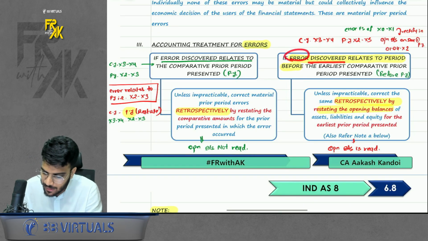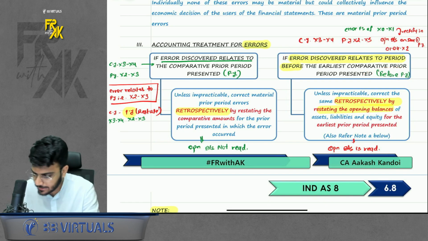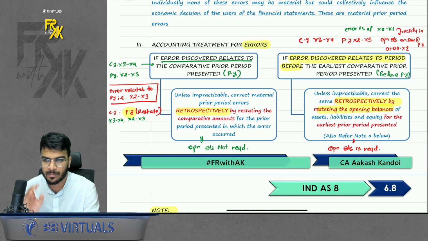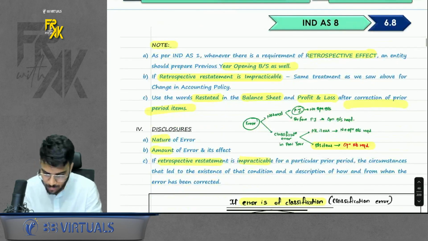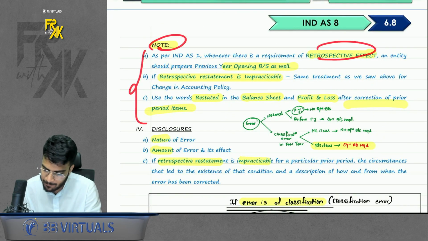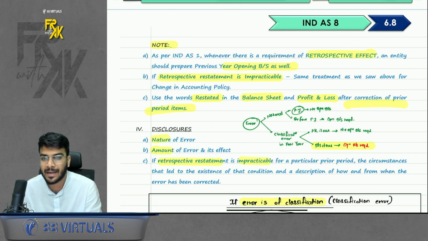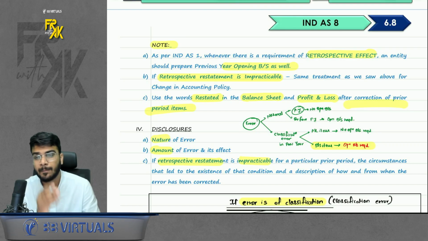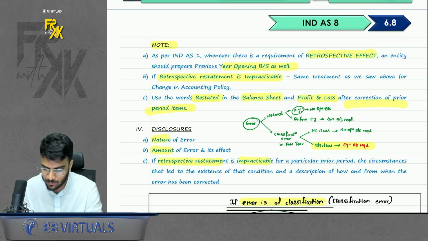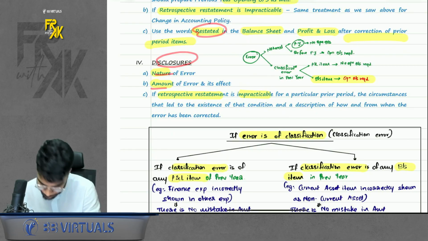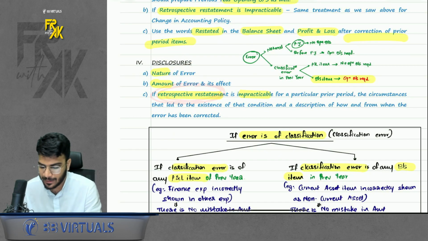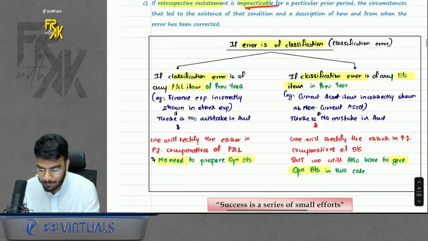But if the error relates to before the previous year, in that case you will apply it retrospectively, and in the comparatives, prepare one extra balance sheet, that is the opening balance sheet. And you will change the amount in the opening balance sheet. Then a note is given: whenever you get a retrospective effect, prepare an opening balance sheet. If retrospective restatement is impracticable, give the reasons for the same. And also one more thing, whenever you apply anything retrospectively for the previous year, use the word restated. Do remember. Disclosure is required of the nature, the amount, and if retrospective restatement is impracticable, the reasons for the same.